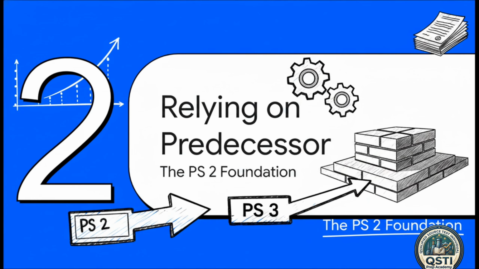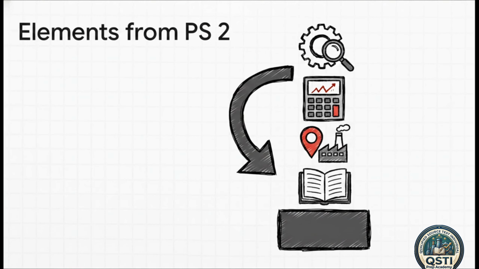Moving right along to Section 2, relying on the predecessor. Let's look at the PS2 foundation. So the EPA didn't reinvent the wheel here. They heavily leveraged Performance Specification 2 to form the foundation of PS3. In fact, a ton of stuff carries over directly. The definitions, the precise rules for where you can physically install the monitors, the core calculations, references, and even the base equipment specs. They are completely identical to PS2.